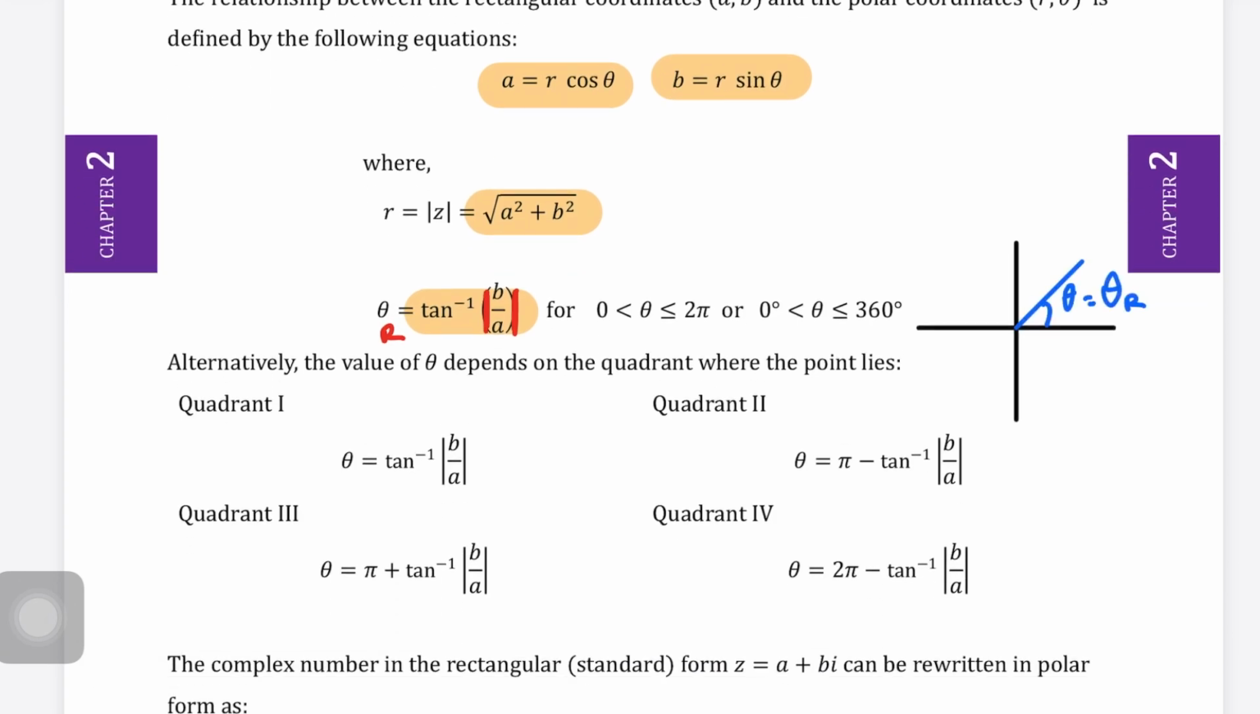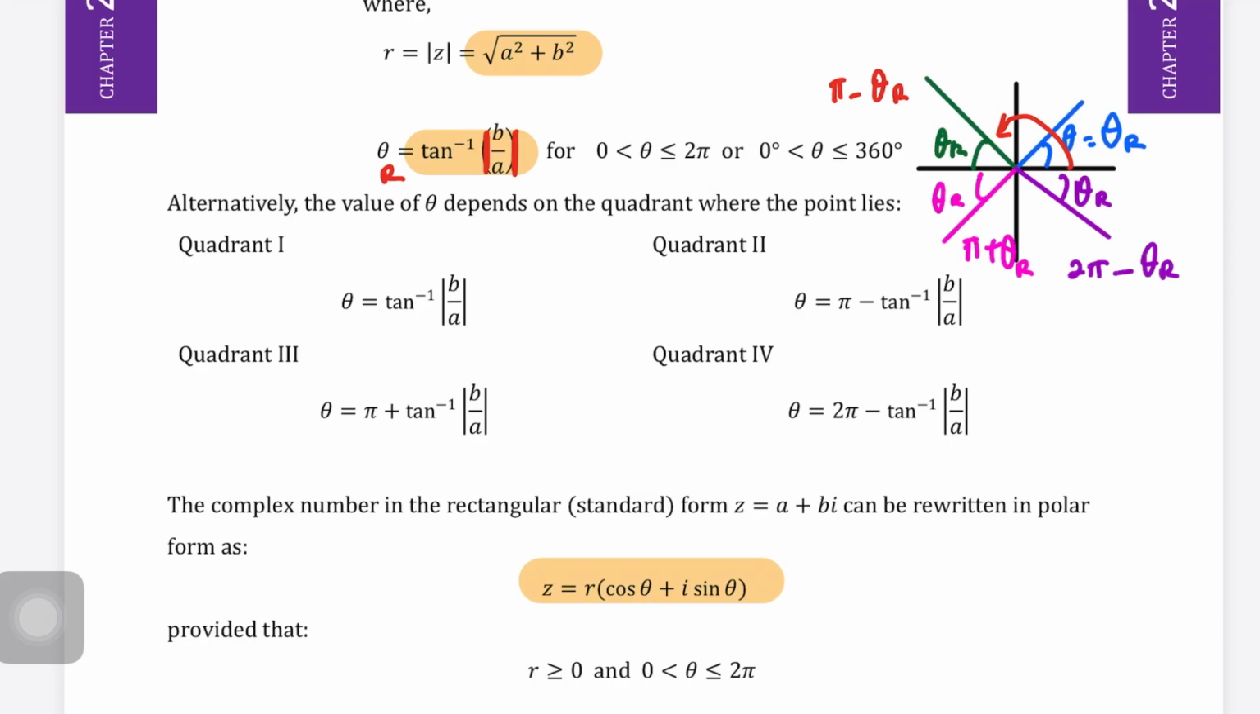In first quadrant, your reference angle is just the same with your true angle. If you are in second quadrant, and this is your reference angle, therefore your true angle is here. Okay, this is just pi minus your reference angle. Now, if you're in third quadrant, this is your reference angle. So your true angle will be pi plus your reference angle. Meanwhile, if you are in the fourth quadrant, so this is your reference angle, therefore your true angle is 2 pi minus your reference angle.